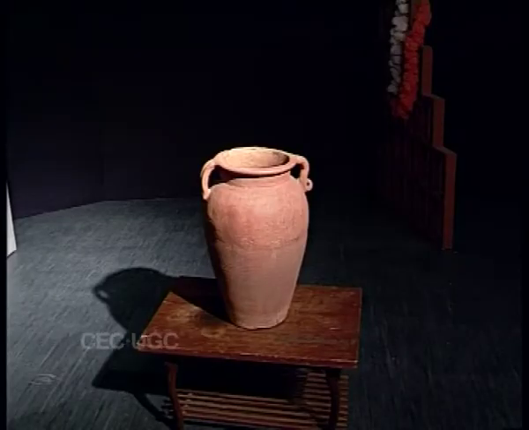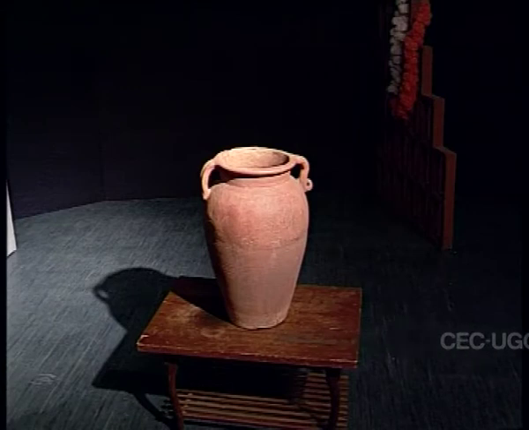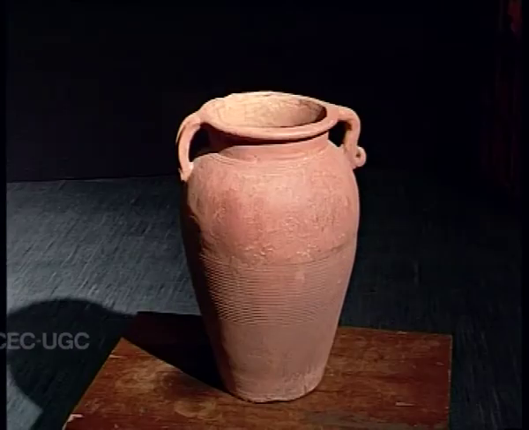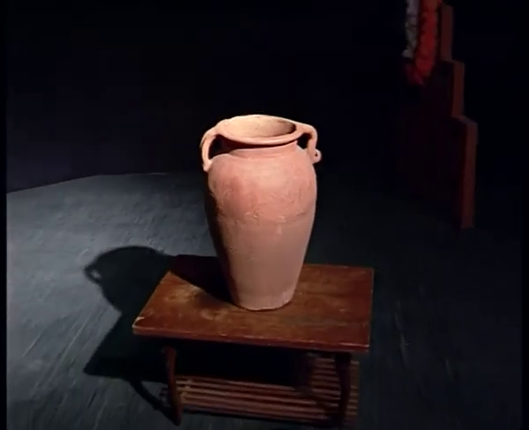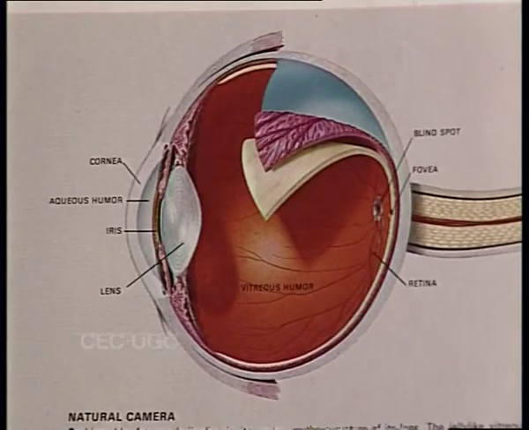Without being aware of the process, we can perceive many things about the object we are looking at. Its size and color, its texture, its dimension, and its distance from us. The eye consists of many parts which must work together to enable us to see.